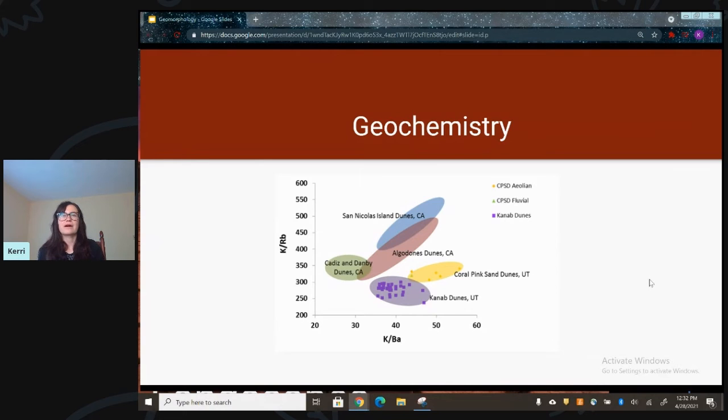So here's another graph comparing the coral pink sand dunes to other dune fields across the southwestern United States, showing some overlap, but also really distinct differences between all of these different dune fields. So using geochemical indicators, we can see that each of these dune fields has kind of a unique fingerprint that gives clues about where the sediments might have been derived from.